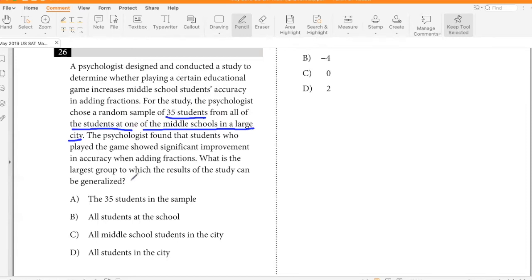Okay, so it can't be the 35 students because that was the sample size. So I need to go beyond that. Yes, I can apply it to all students at the school because the students were selected from all students. So I like B. I can't apply it to all middle school students in the city, right? This is a large city, so what is true for this school may not be true for other schools. And I definitely cannot apply it to all students in the city. So B.